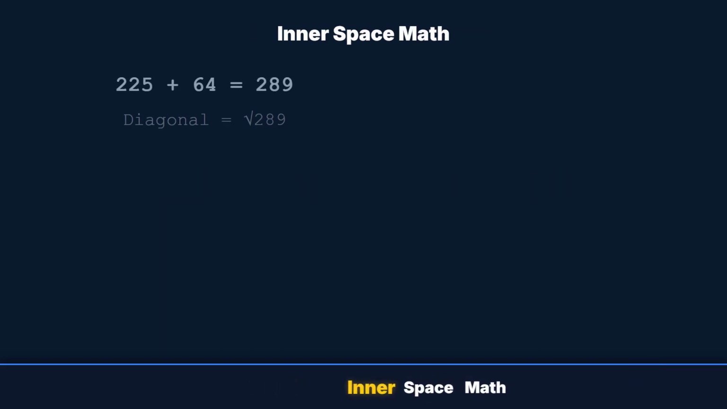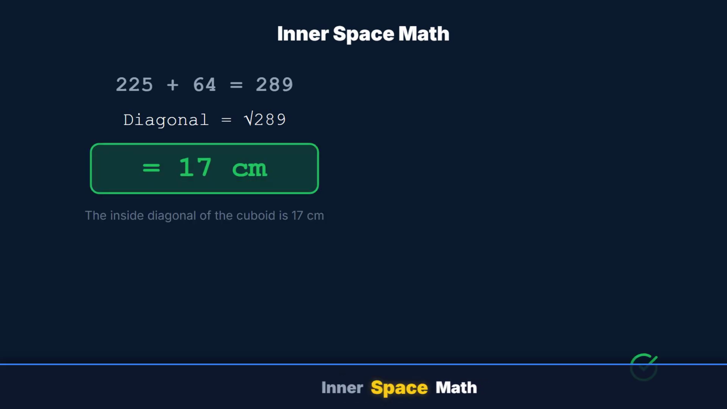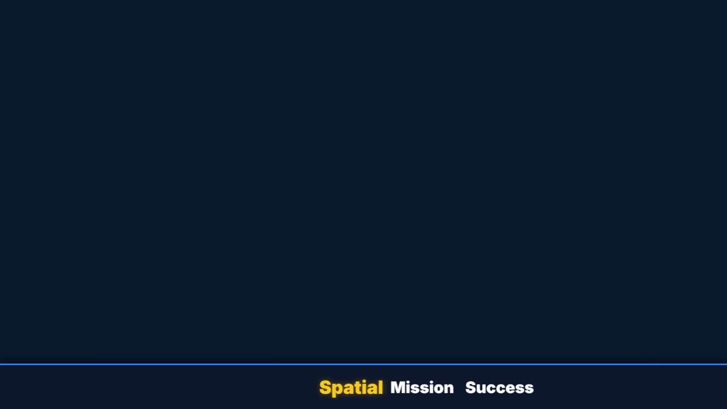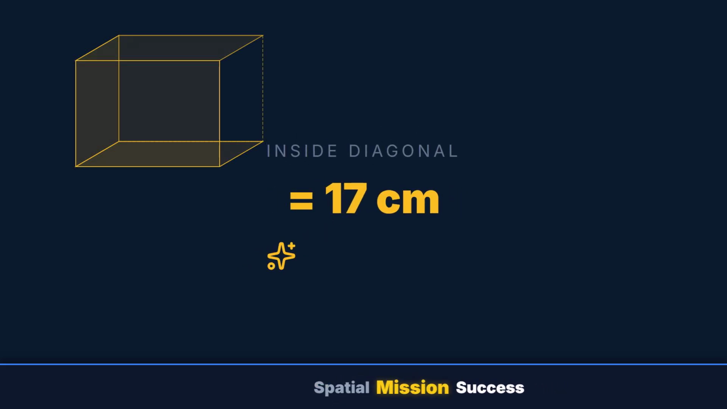Equals 225 plus 64 is equal to 289. Diagonal equals square root 289 equals 17 centimeters. Therefore, the inside diagonal of the cuboid is 17 centimeters.